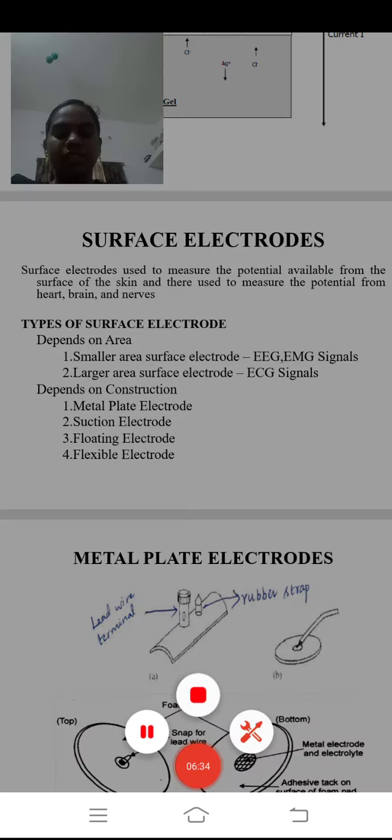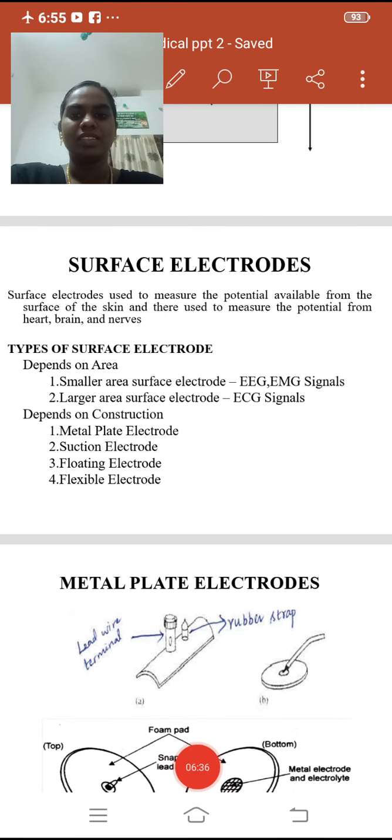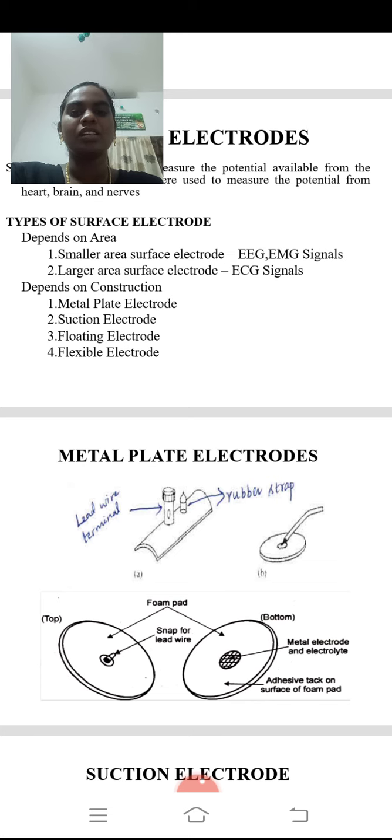It depends on area. Further, we have two classifications. One is smaller area surface electrodes, another one is larger area surface electrodes. Smaller area surface electrodes are used to monitor EEG and EMG signals. We already know EEG is nothing but electroencephalogram and EMG is electromyogram. Larger area surface electrodes are used to measure ECG signal. ECG is nothing but electrocardiogram.